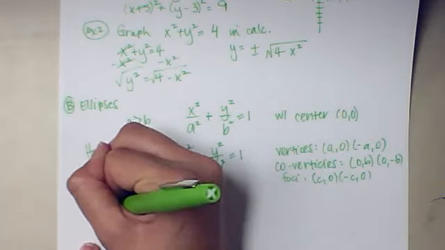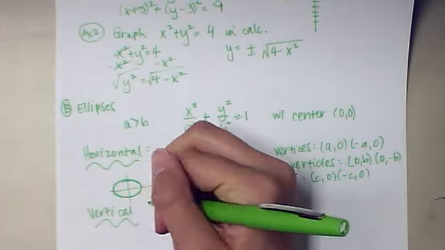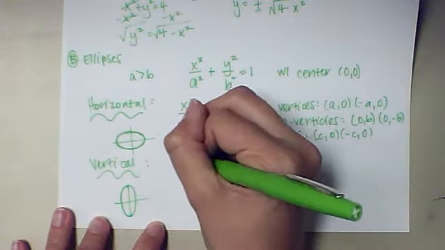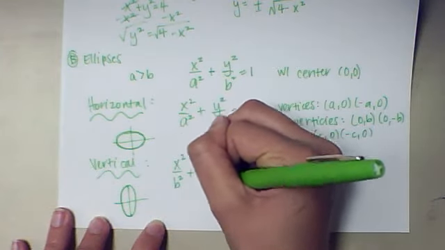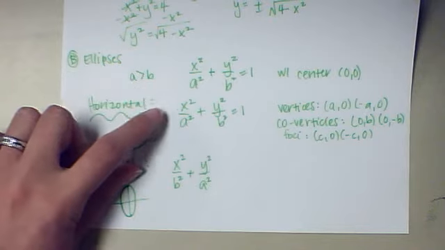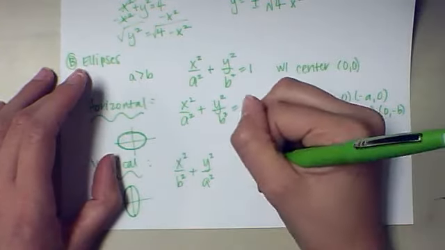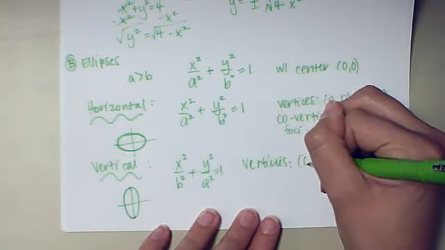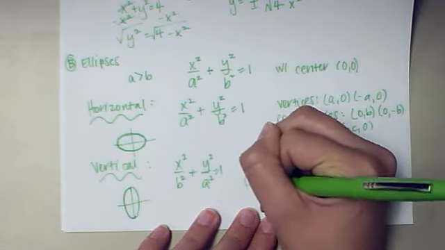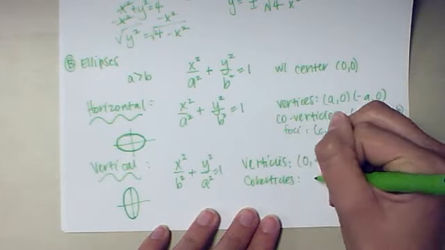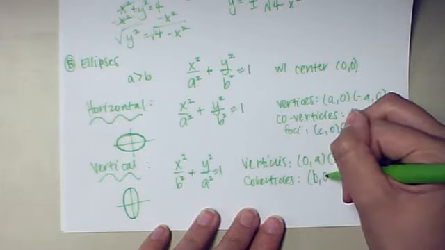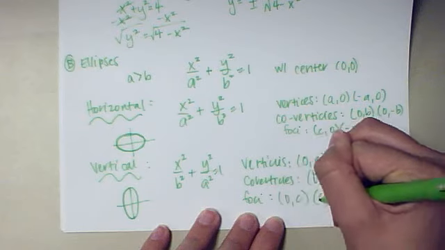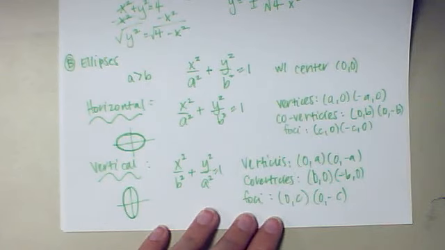If we're talking about a vertical ellipse, we're talking about one that hugs the y-axis. The longer part goes along the y. The formula for that is x squared over b squared plus y squared over a squared equals 1, because again the a is the bigger number. So if the bigger number is under x, it's horizontal. If it's under y, it's vertical. Your vertices then are (0, a) and (0, negative a). Your covertices are (b, 0) and (negative b, 0). And your foci are (0, c) and (0, negative c). So it just kind of flips around from the horizontal.